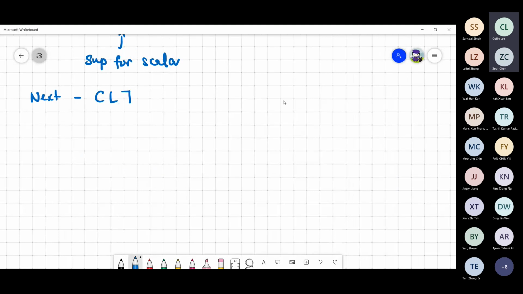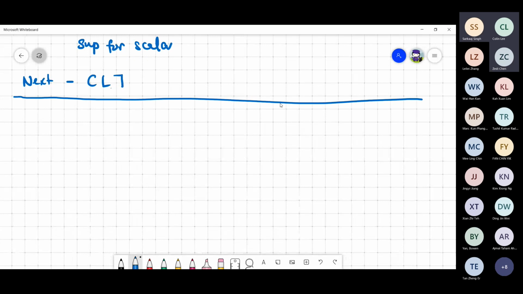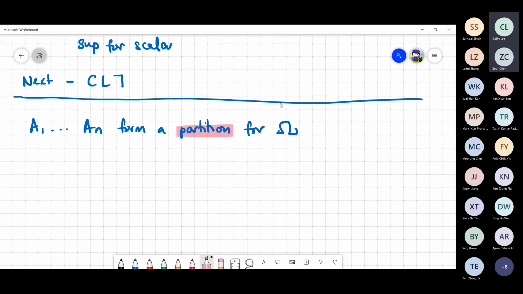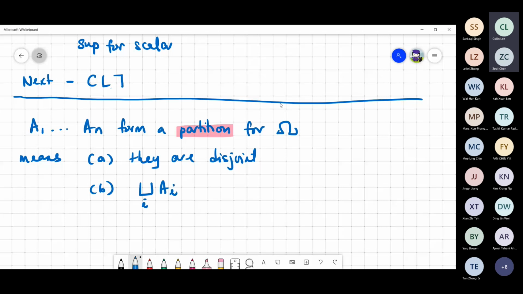Yes. When we say A1 up to An form a partition of omega, it always means two things. First, they are disjoint, meaning mutually exclusive. Secondly, if you take the union of all of them, it equals omega. That's the meaning of partition. As long as they fulfill these two criteria, we can say they form a partition. Okay, thank you. No problem.